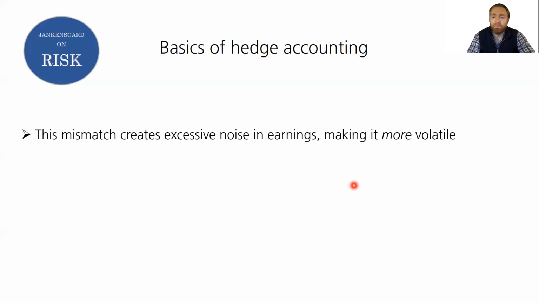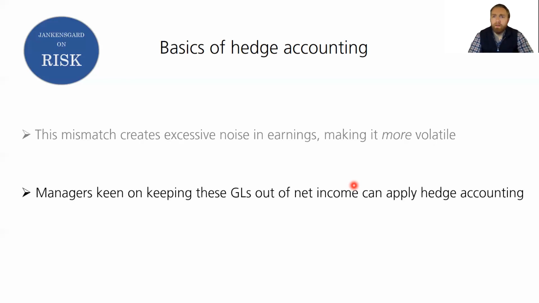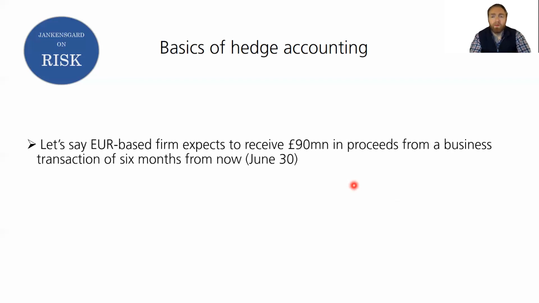Right? And that's where hedge accounting actually offers a solution to this. If you apply for hedge accounting, you can make the financial statements appear so that these gains and losses are kept out of net income. So you avoid this volatility in net income. And that's a fairly noble thing, right?